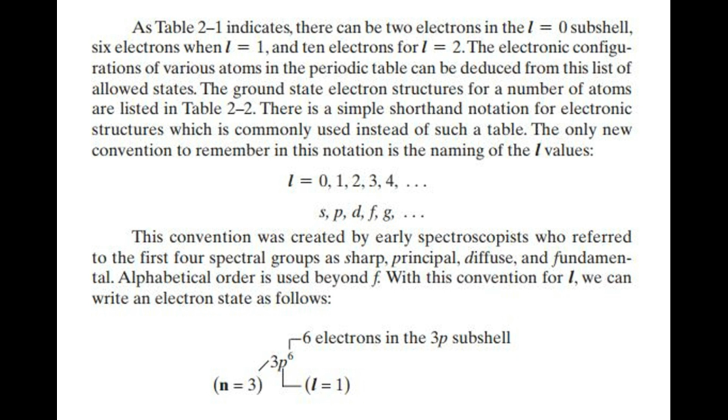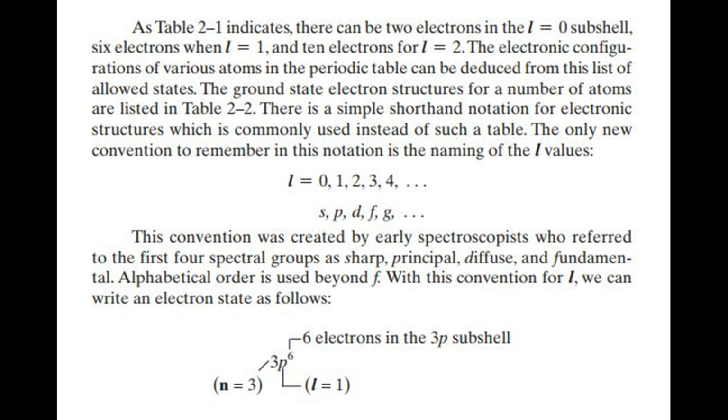As Table 2.1 indicates, there can be 2 electrons in the l equals 0 subshell, 6 electrons when l equals 1, and 10 electrons for l equals 2. The electronic configurations of various atoms in the periodic table can be deduced from this list of allowed states. The ground state electron structures for a number of atoms are listed in Table 2.2. There is a simple shorthand notation for electronic structures which is commonly used instead of such a table.